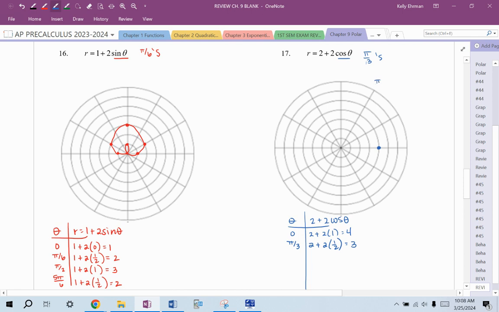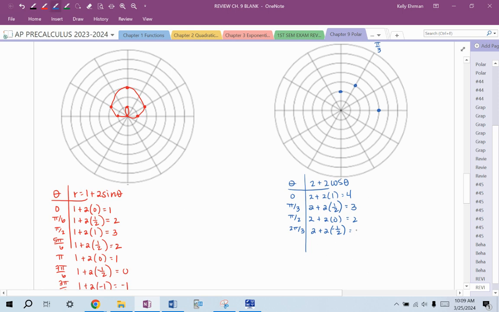Now make sure you face the right angle too. I noticed on the quiz some of you switched where pi over 3 and pi over 6 were on your graph. So 1, 2, 3. And then pi over 2 is 2 plus 2 times 0. So face pi over 2, go forward 2. Then we want another pi over 3, so 2 pi over 3. Now cosine's negative 1/2 at 2 pi over 3. So this is 2 minus 1 is 1. So face 2 pi over 3, go forward 1.